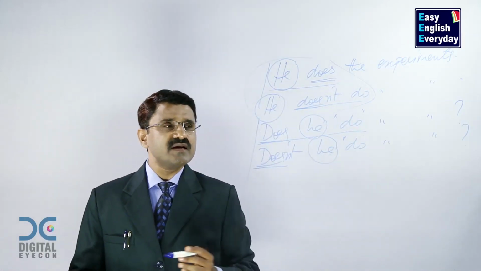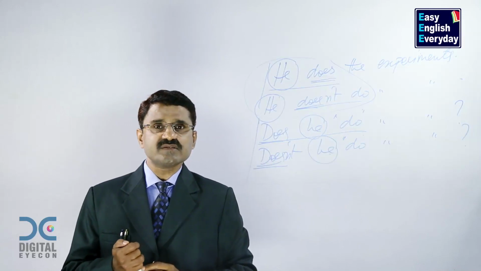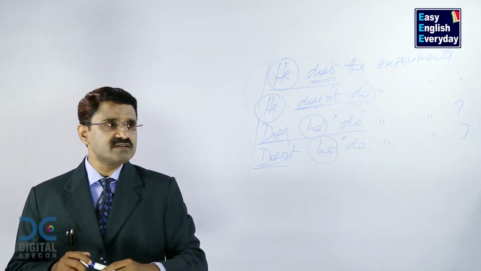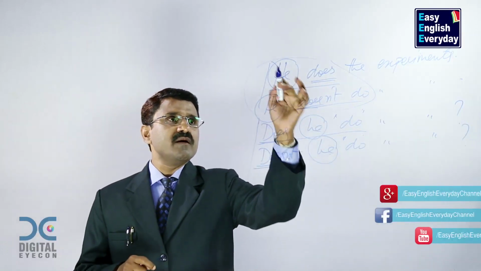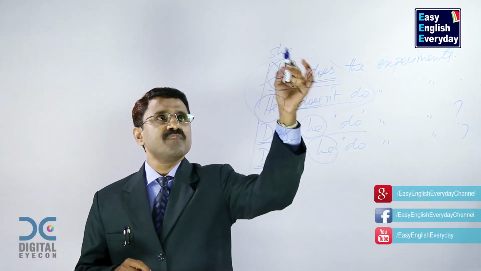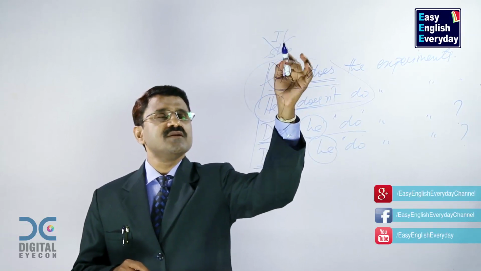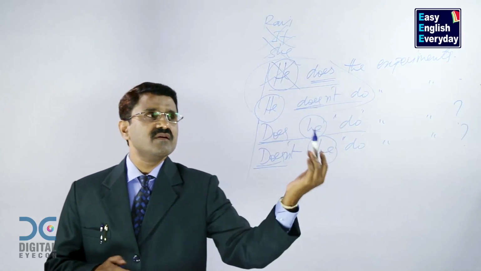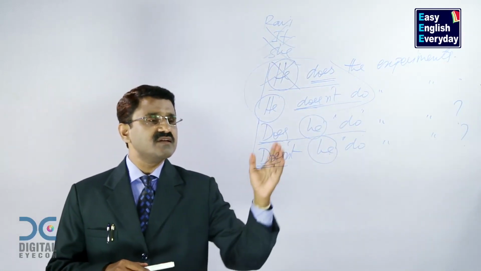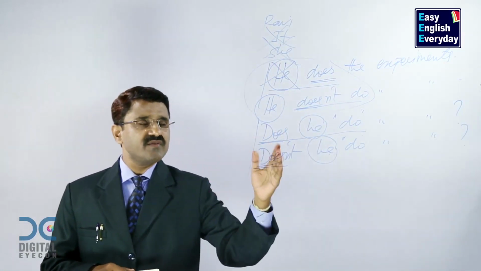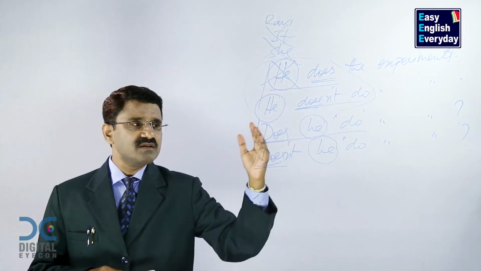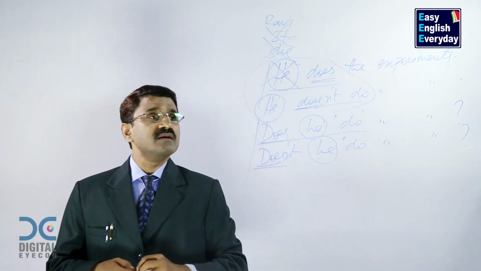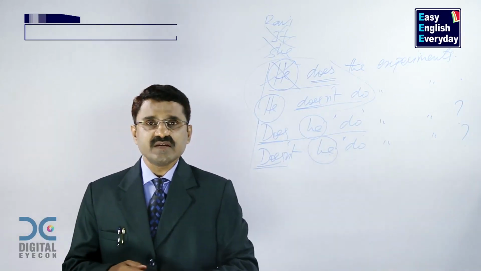He does exercise every day. He does not do exercise every day. Does he do exercise every day? Doesn't he do exercise every day? While practicing, replace he with she, replace she with it, replace it with any singular name like Ravi. Ravi does the experiments. Ravi does not do the experiments. Does Ravi do the experiments? Doesn't Ravi do the experiments? This is a way of using does to make sentences.